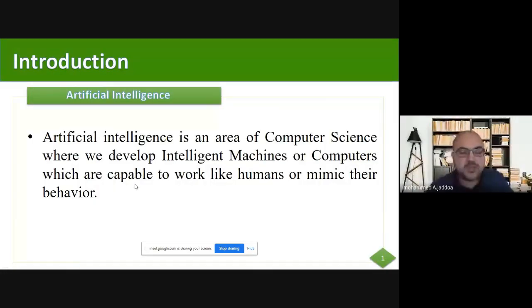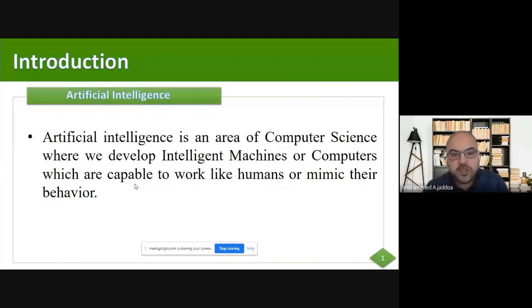So what is artificial intelligence? Artificial intelligence is the area of computer science where we develop intelligent machines or computers which are capable to work like humans or mimic their behavior. So this is the definition of artificial intelligence.